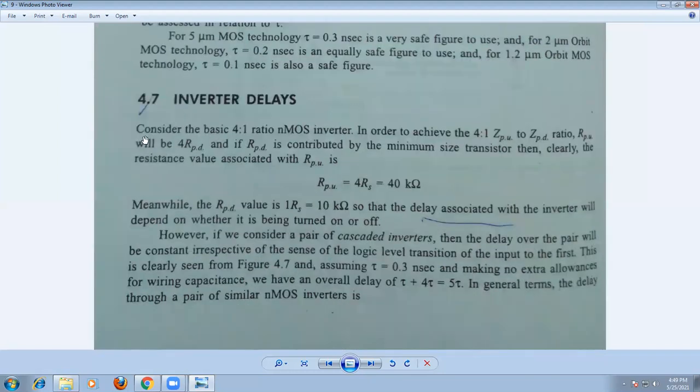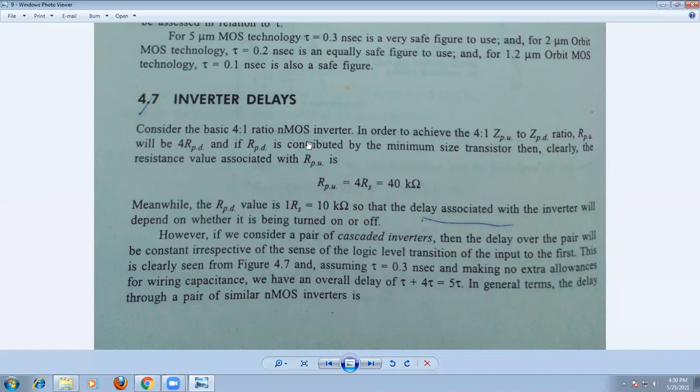In NMOS technology, consider you have 4:1 ratio inverters. An NMOS inverter is driven by another inverter, and the ratio must be equal to 4:1. Assuming that whatever inverters we are using have the ratio 4:1, let us consider how to achieve this 4:1 Z pull up to Z pull down ratio. What is the value of R pull up and what is the value of R pull down?